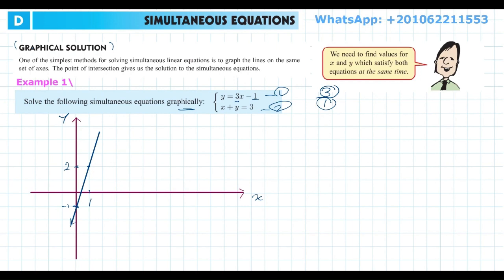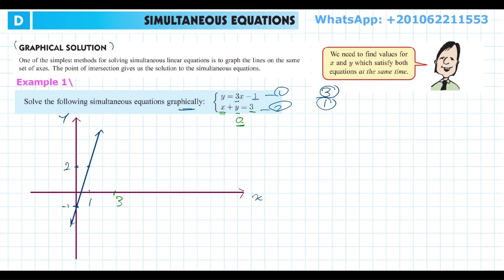What about the second one? The second one is in the standard form. Then it is better to identify the x-intercept and the y-intercept. To find the x-intercept here, you need to put y equals 0. Then x equals 3. When y equals 0, x should equal 3. This is the first point.